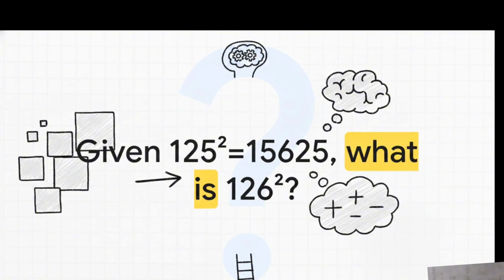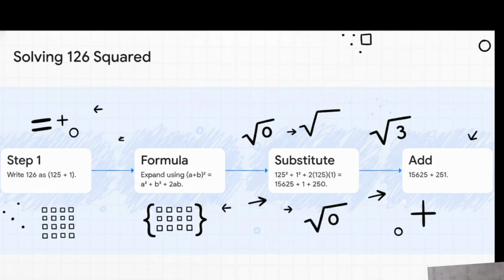Excellent. Next, look at problem 3. Given 125 squared equals 15,625. What is the value of 126 squared? The value of 125 squared is already given, and based on that we have to find 126 squared from the given 5 options. Let's solve it cleverly without direct multiplication. Let's break it down on the board.